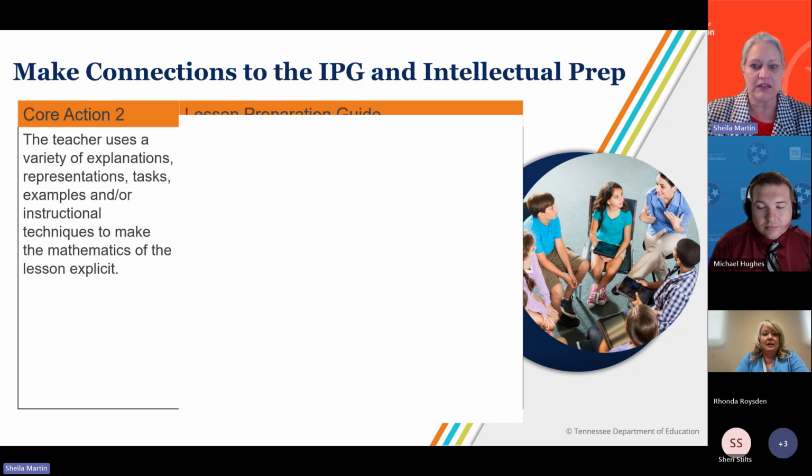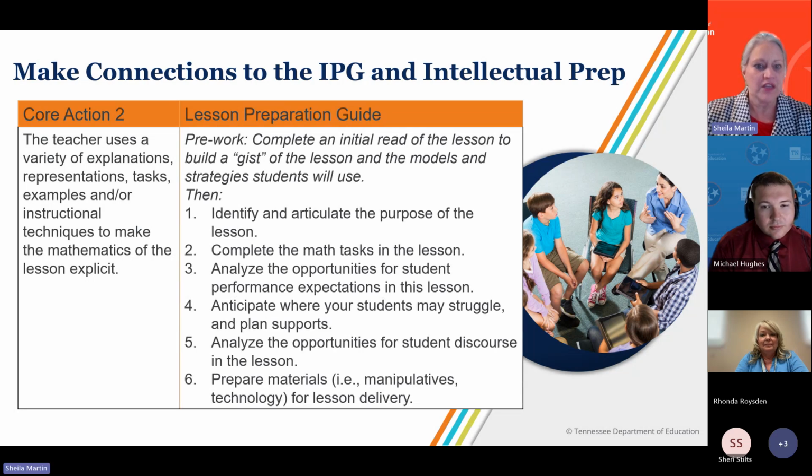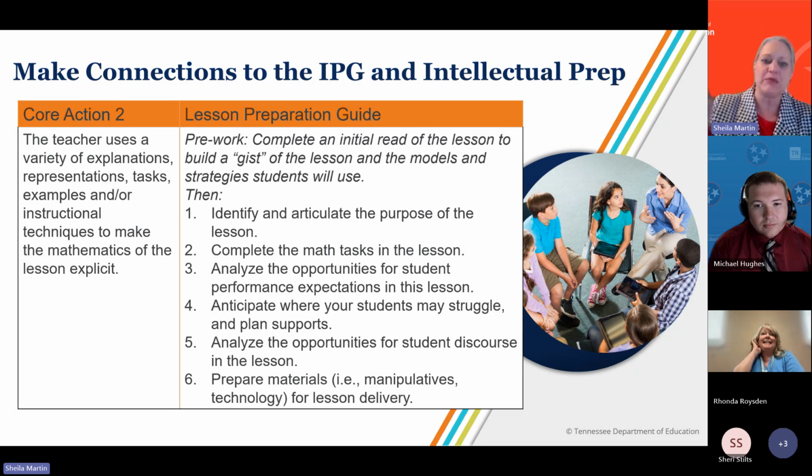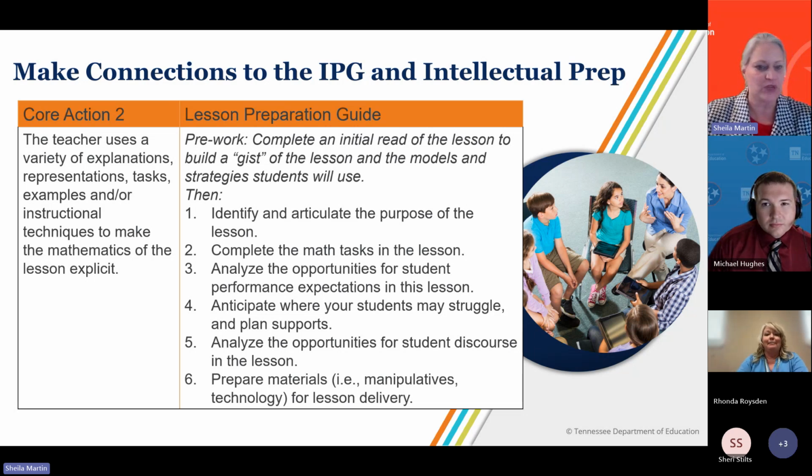So just thinking about, here are some ideas. Let me advance this forward, if it'll go forward. So just thinking about what teachers need to do in intellectual prep to be able to reach a yes on that Core Action 2. It's all about the planning, and we know that as instructional leaders. So we can wrap this section up with the thought, strong teaching requires strong preparation.